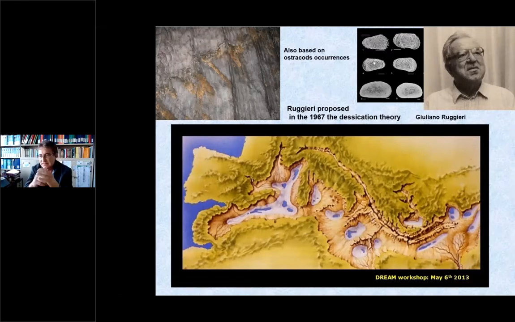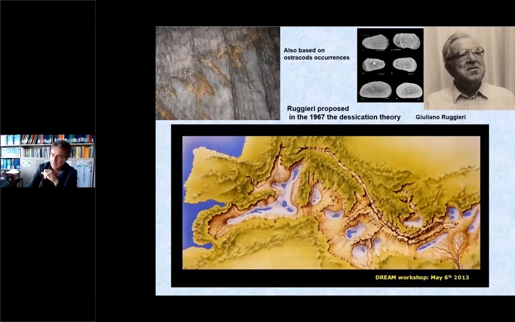Think that during the 1960s, the theory of catastrophism was not so popular. Because during that period, evolution and gradual variations were dominant in geological thinking, and catastrophe was completely abandoned. And Ruggieri proposed a catastrophe again at the end of the Messinian salinity crisis.